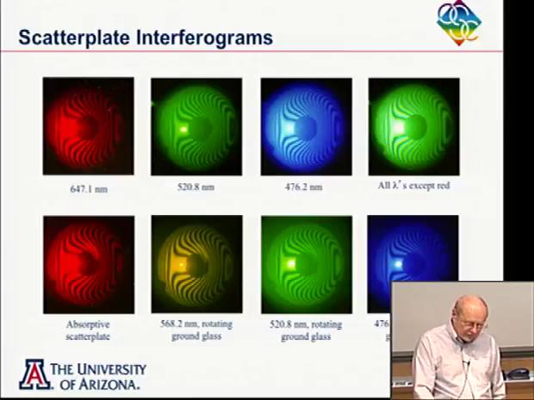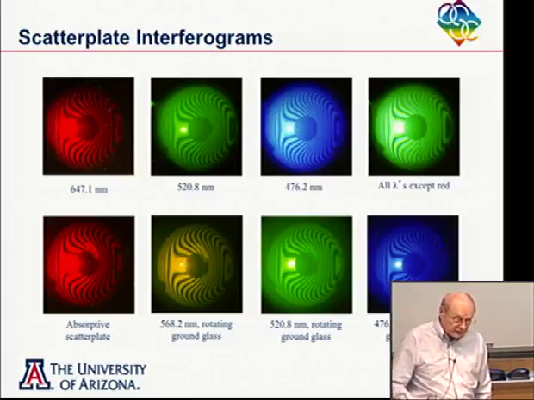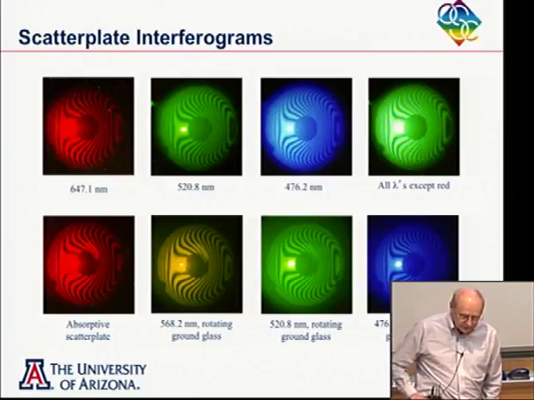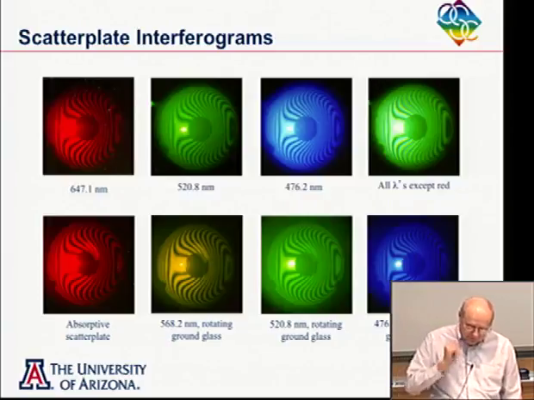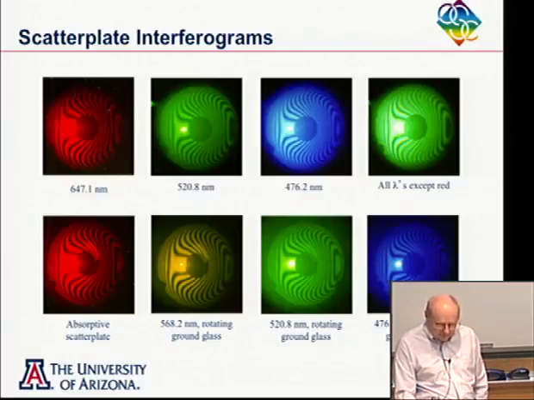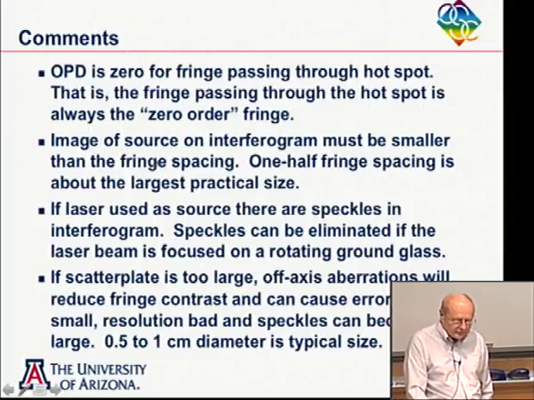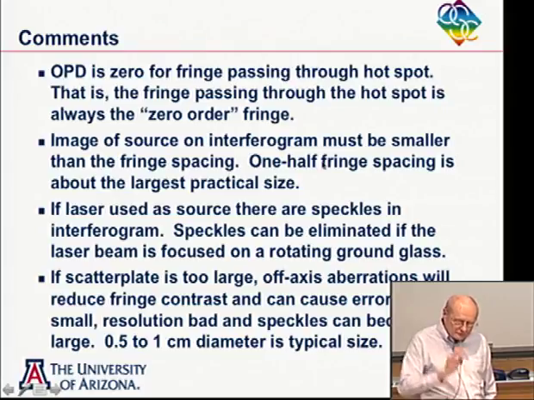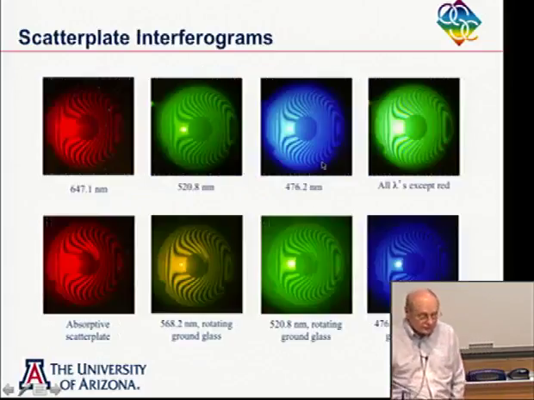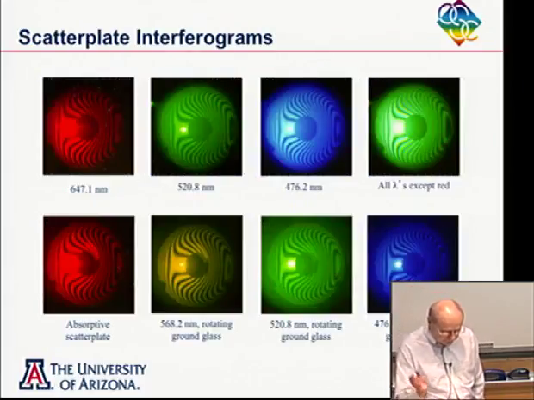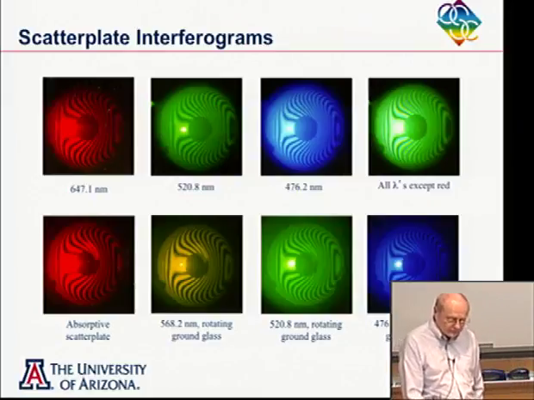And in Larry's dissertation, he has pages and pages of deriving this using the Van Cittert-Zernike theorem. And the final result is that the image of the source has to be smaller than the fringe spacing. And about 1/2 of fringe spacing is probably about the largest practical size. So let's look at a physical argument why that's true. I mean, his math showed it's true.